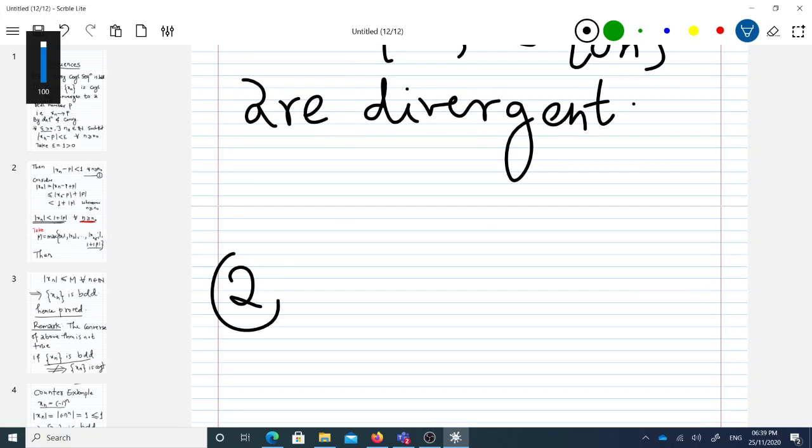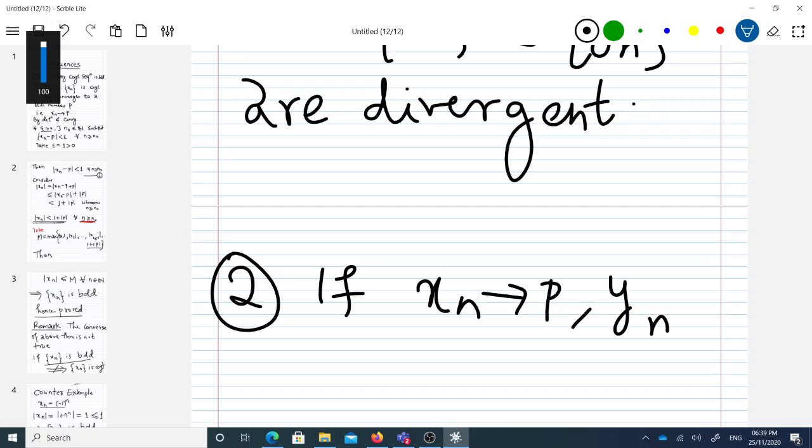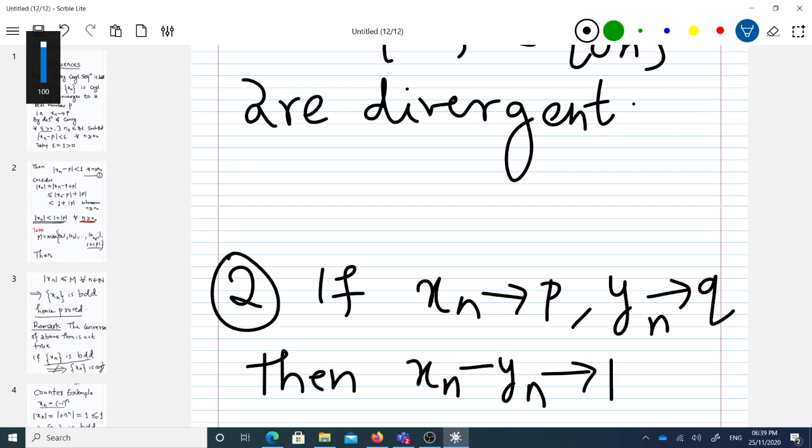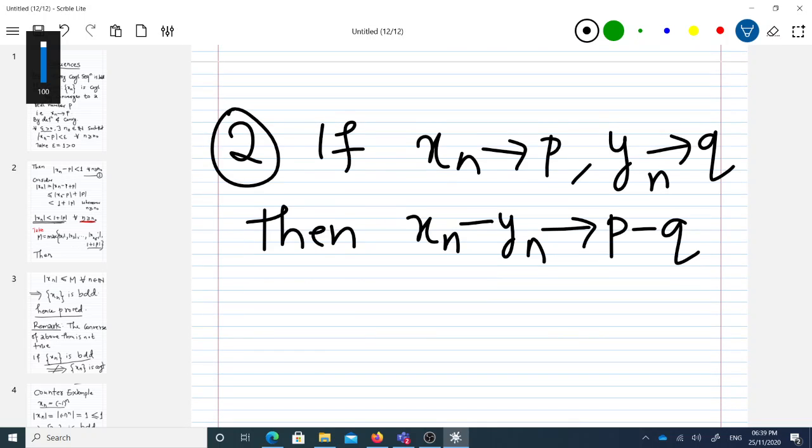Algebra property number 2. If xn converges to p and yn converges to q, then xn minus yn converges to p minus q. The proof goes exactly similar to what I have done in 1, so I am not doing that. It could be a good homework.